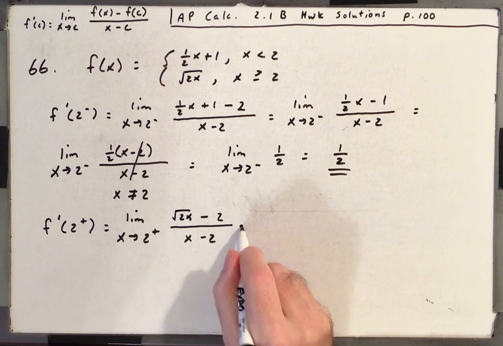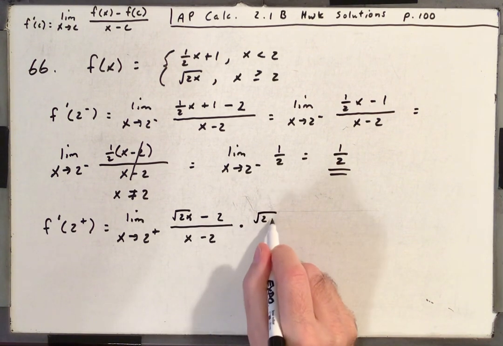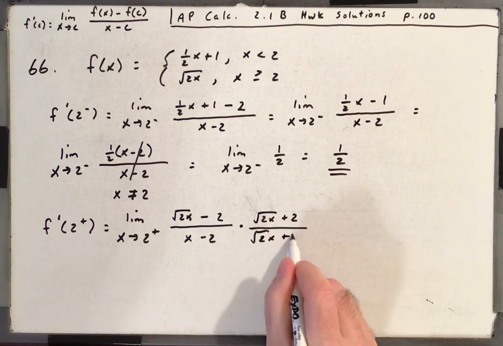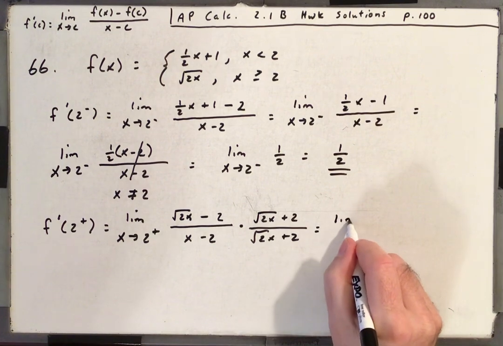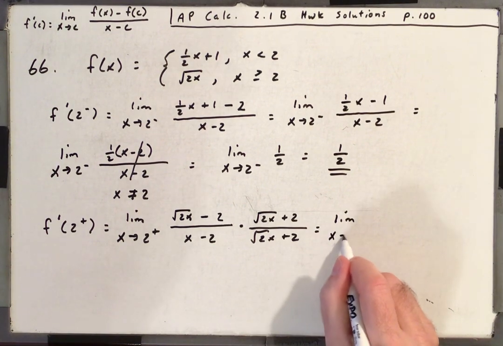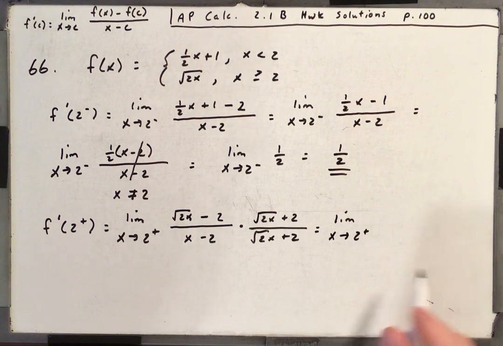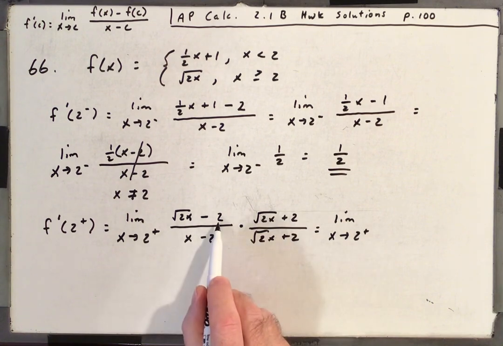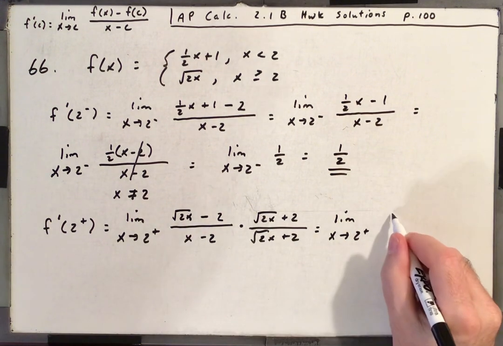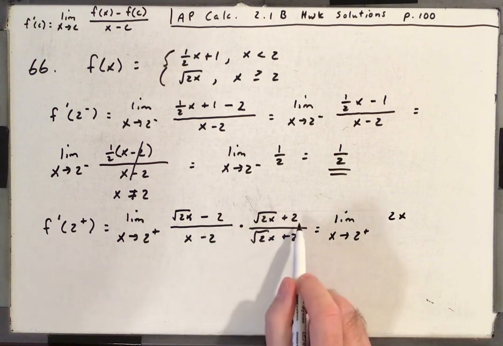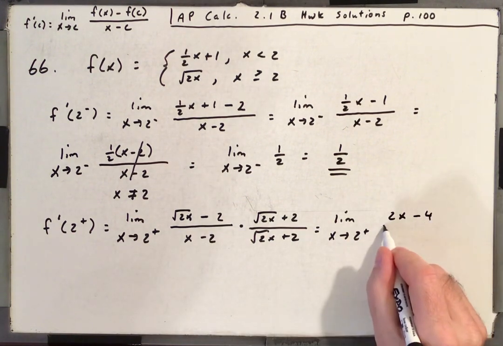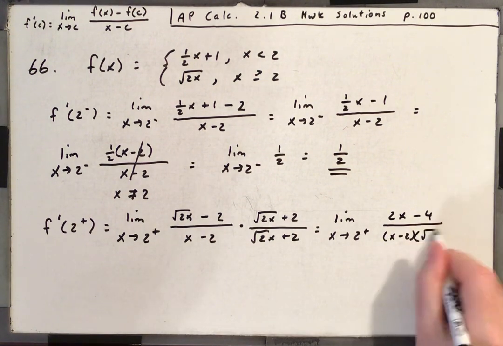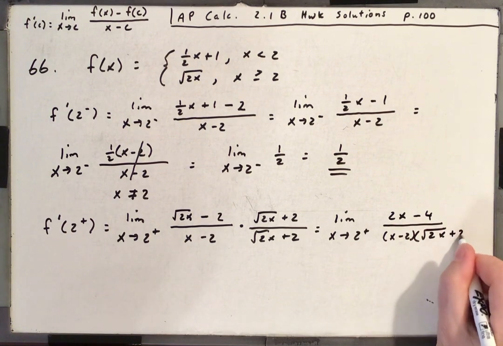Well, we're going to try multiplying by a clever version of 1. So that's root 2x plus 2 over root 2x plus 2. And we're hoping in that process to eliminate that 0 over 0 situation we got here. Foil it out, and the middle term goes away, right? That was the whole point. So we've got root 2x times root 2x is just 2x. And then negative 2 times positive 2 would be minus 4. And on the bottom, we have x minus 2 times root 2x plus 2.